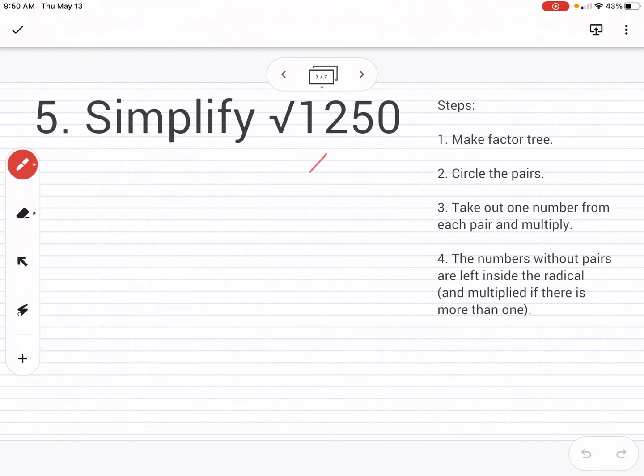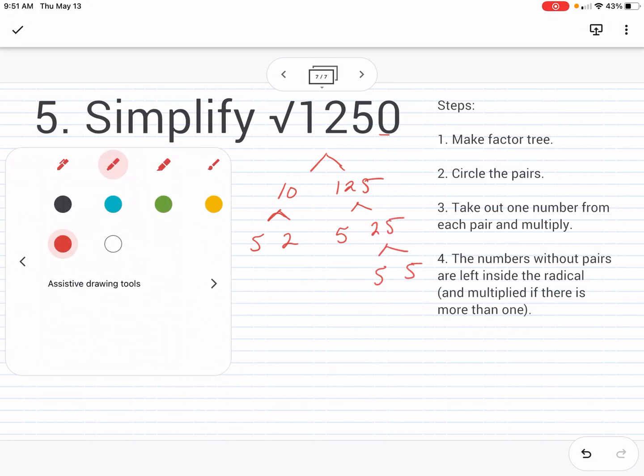Let's try square root of 1250. I notice it ends in a 0, so it's probably divisible by 10. So we could do 10 times 125. 10 is 5 times 2. 125 ends with a 5. So I know it's going to be 5 times something. It ends up being 25. And 25 is 5 times 5.